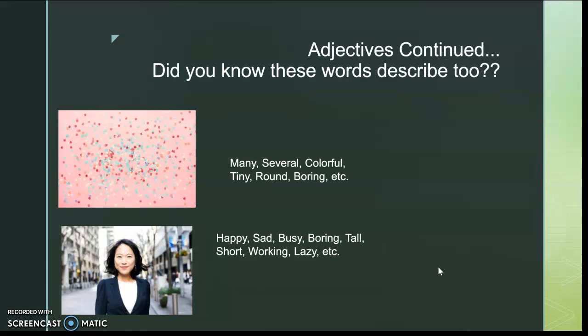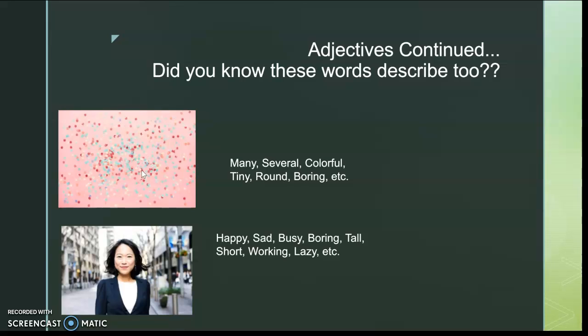Our next slide, adjectives continued. Did you know these words describe too? Okay, in this picture, I have confetti. Now, some words to help describe this confetti. There are many pieces of confetti. There are several pieces of confetti. This confetti is colorful. It's tiny. It is round. Maybe it's boring to you. Who cares about the confetti, right? Again, the thing in the PPT model is the confetti, and these words are helping describe the confetti.